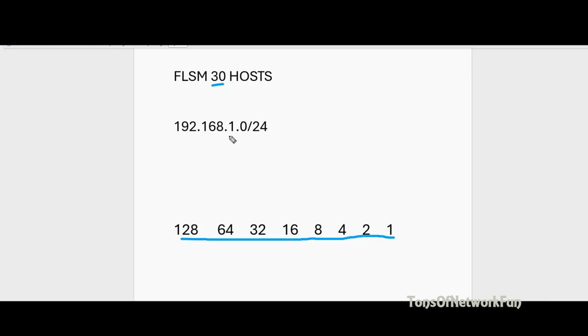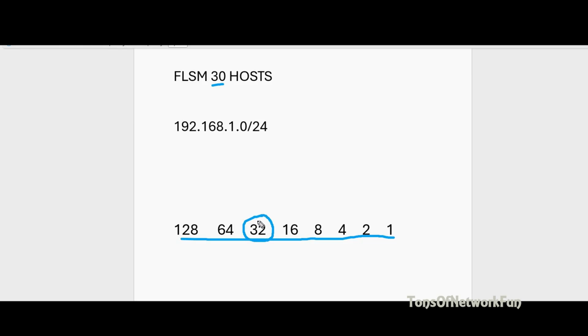128 is way too much. We only need 30. 64 is too much. 32 is above 30, but do remember we lose 2, so 32 minus 2 still gives us 30. So straight away we know we can go with this. Another fact we can figure out right now: 32 will be the block size.